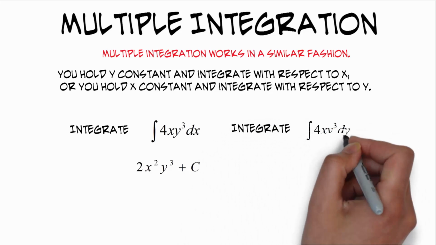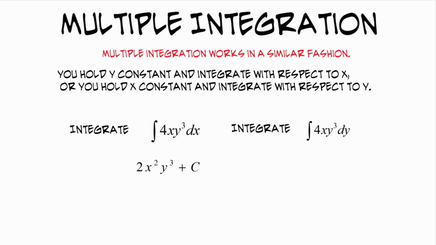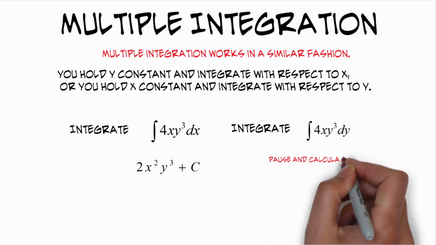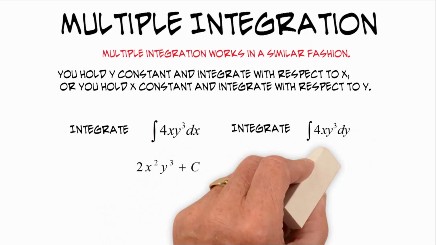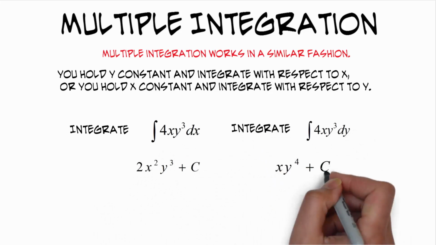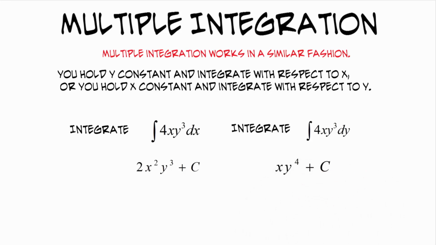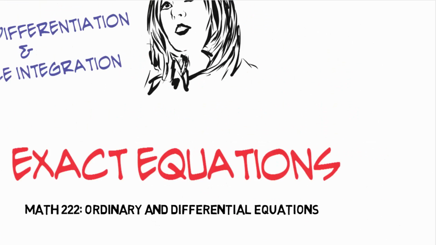Now let's integrate with respect to y. The integral of 4x times y cubed dy. This is the integral with respect to y. You should get x times y to the 4th power plus c, where c is an arbitrary constant of integration.